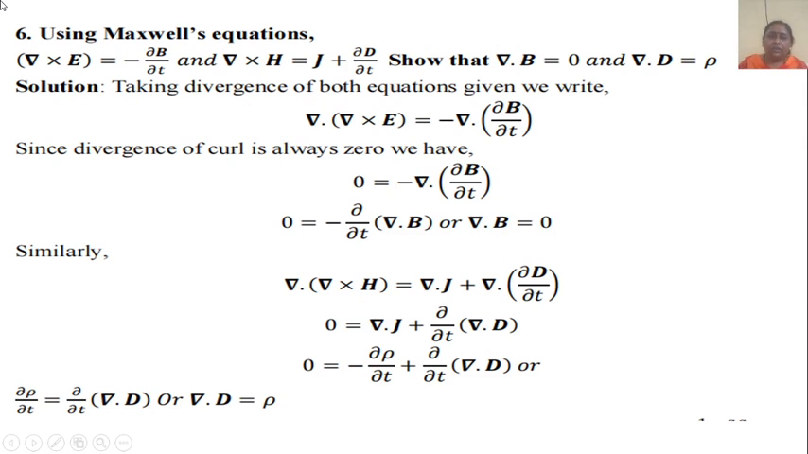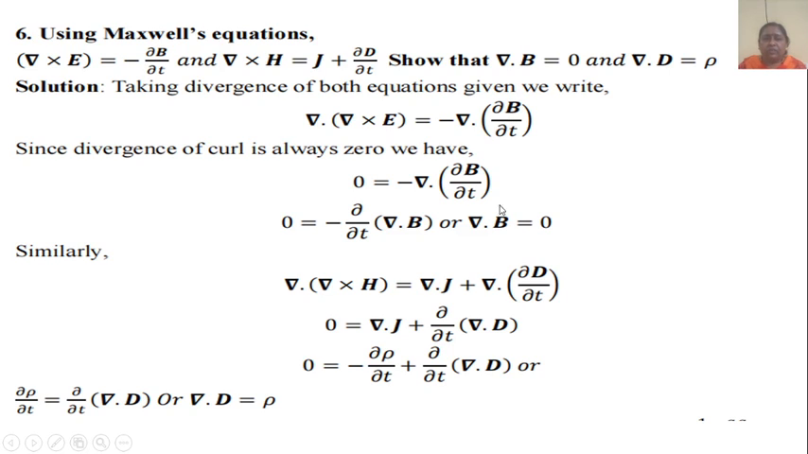Now next example, using Maxwell equation del cross E equal to minus delta B by delta T and del cross H equal to J plus delta D by delta T, show that del dot B equal to 0 and del dot D equal to rho. Now here, using the Maxwell equation del cross E equal to minus delta B by delta T, we take the divergence of the equation. So del dot del cross E equal to minus del dot delta B by delta T.